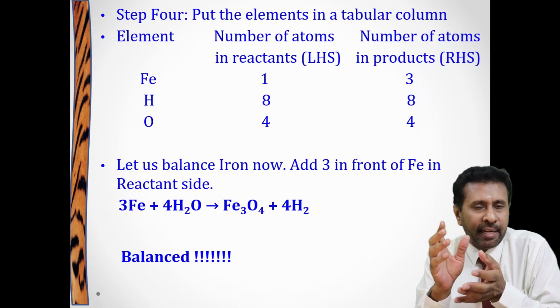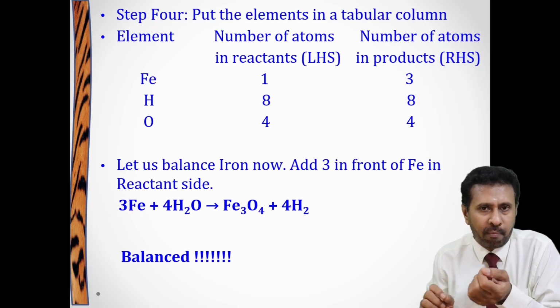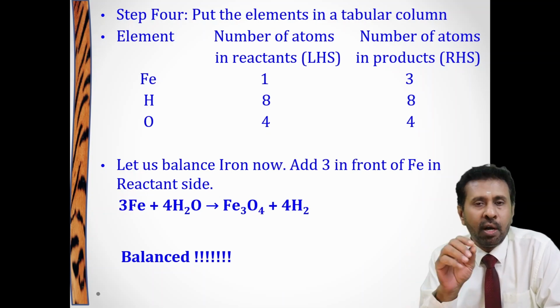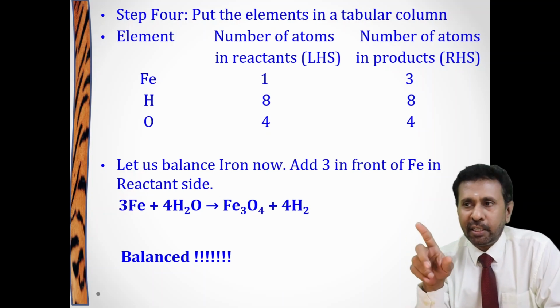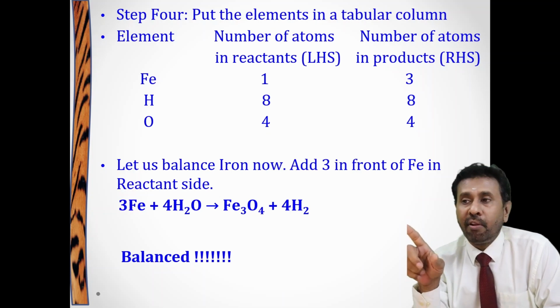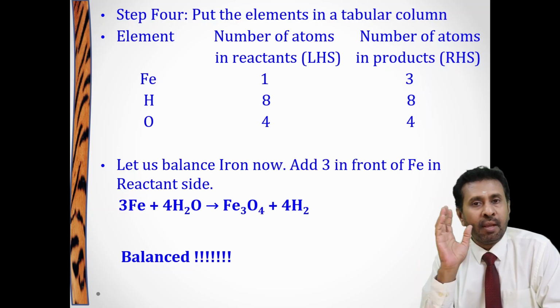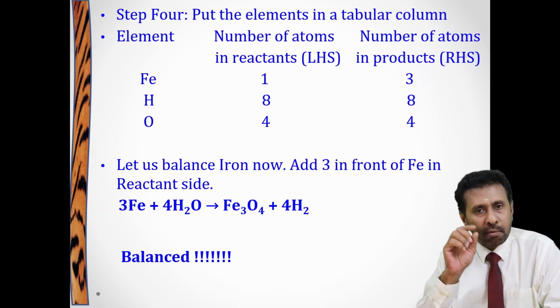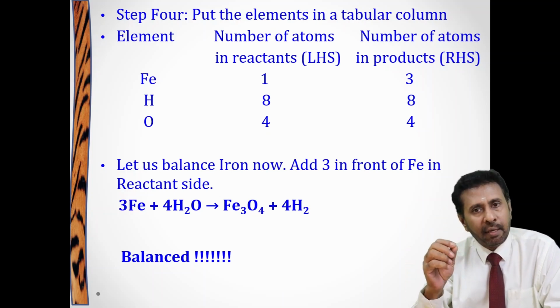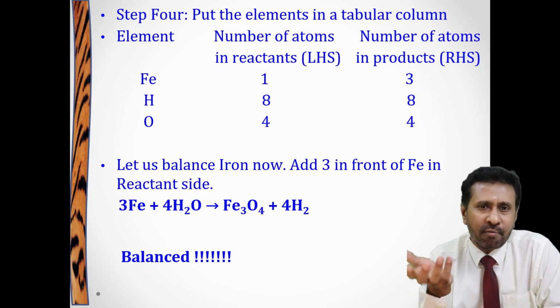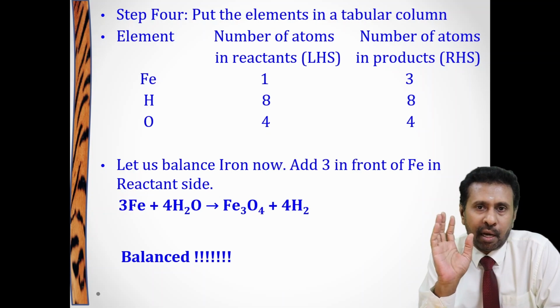Whenever you find any equation, that's the reason I asked you to keep a rough book, rough note with you while you watch this video, so that you can write the base equation. The base equation is Fe plus H2O, which gives Fe3O4 plus H2. There are no numbers written. Write the base equation, try to use your logic, and try to balance it. The more you practice, the more confident and more comfortable you'll be with balancing the equation.